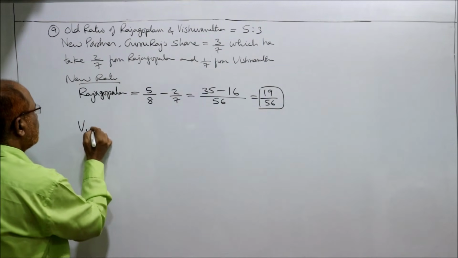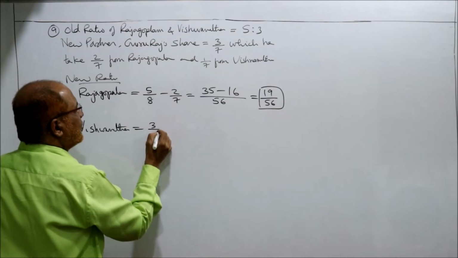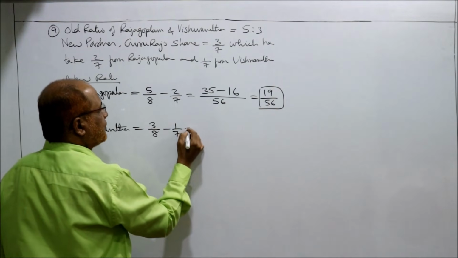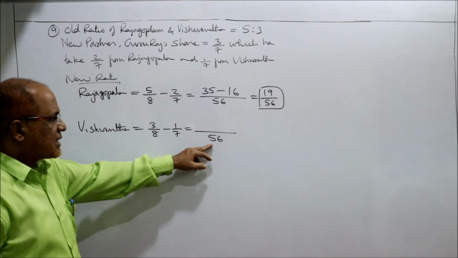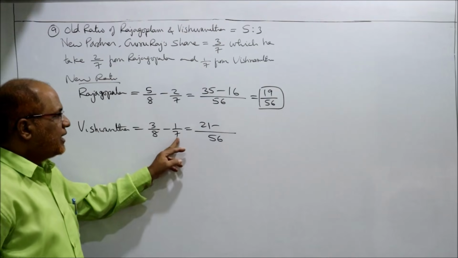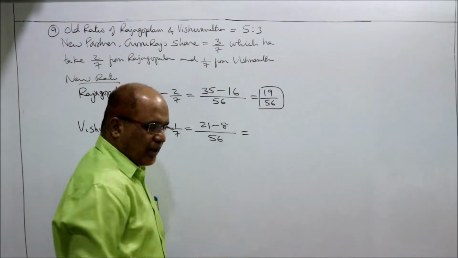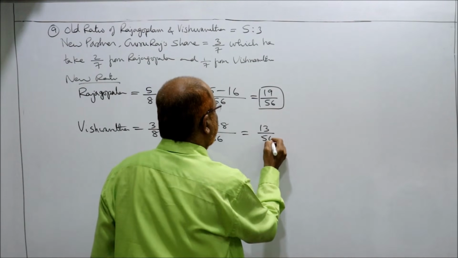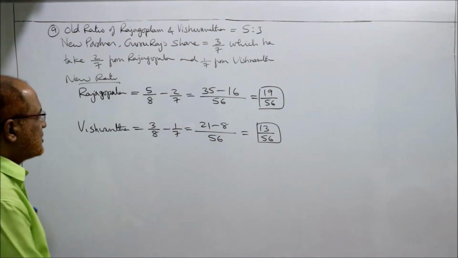Now Vishwanathan. The old ratio of Vishwanathan was 3 by 8, minus. How much share is Vishwanathan giving? 1/7. 8 sevens are 56. Now 8 how many times cuts 56? 7 times. 7 threes are 21. 7 how many times cuts 56? 8 times. 8 ones are 8. So 21 minus 8, you will get 13. That's all. We got the new shares of Rajagopalan and Vishwanathan.